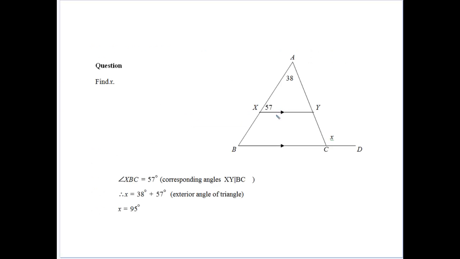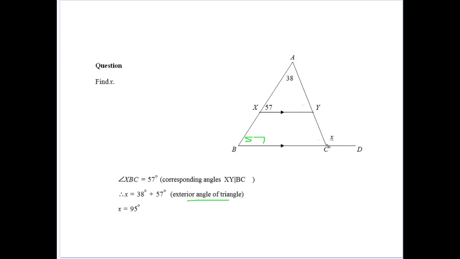So, looking at a question that involves this idea, if we've got to find x here, we've got 38 and 57. Well, we know we're going to get a corresponding angle of 57 in there, and then these two angles must add up to x because of the exterior angle of a triangle theorem, which means it would be equal to 95. A lot of times people would get that angle, then corresponding angles get that one, and then they're supplementary. It's a little bit more work. This way is much more elegant.